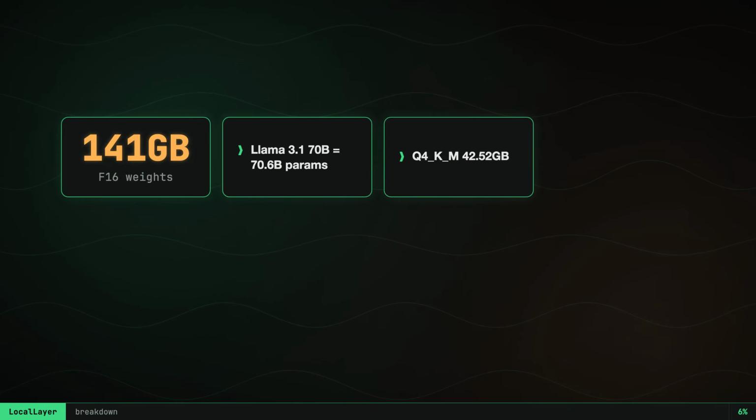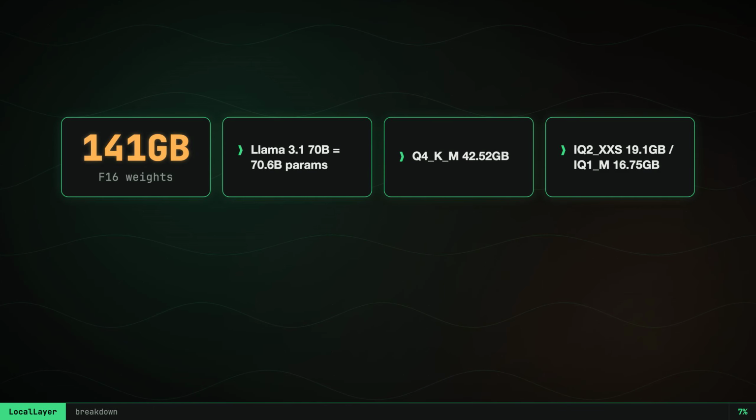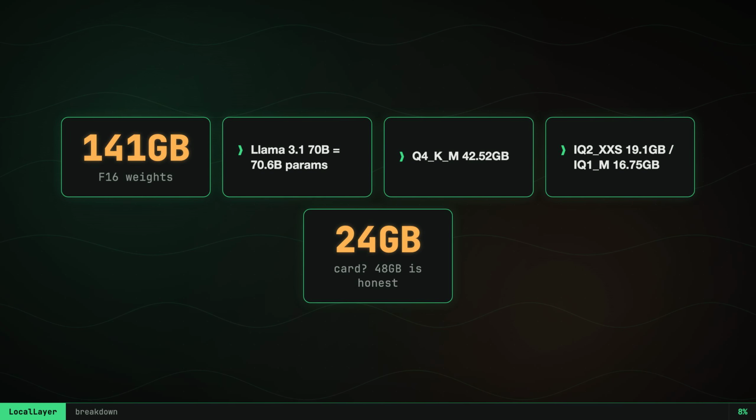Only the 2-bit IQ2_XXS quant at 19.1 gig squeezes on, and Bartowski's label calls it very low quality. IQ1_M at 16.75 gig is worse and not recommended at all. The honest target is 48 gig of VRAM, one bigger card or two, split with tensor split.